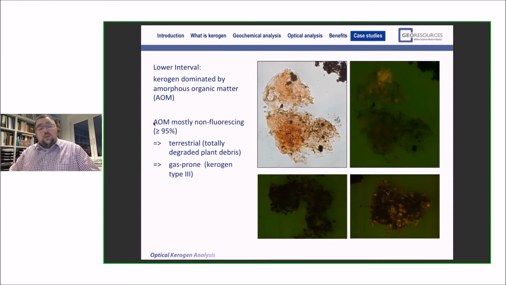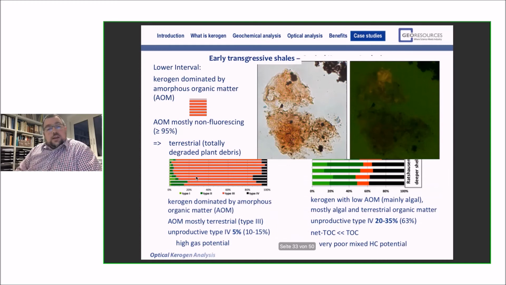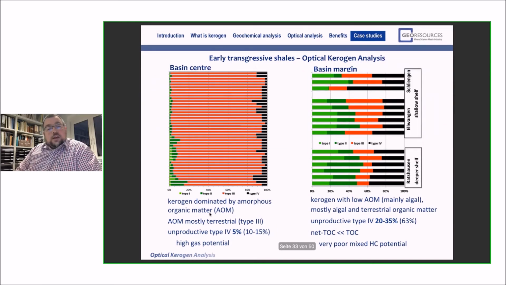This amorphous organic material is mostly non-fluorescent, more than 95%. So these are the relics of terrestrial, totally degraded plant debris that was spilled into the system in huge numbers. And this produces a very nice gas-prone Kerogen type 3 dominated system, but not an oil-prone Kerogen type 1 dominated system. And that's the reason why we have here in the basin center mainly the amorphous organic material.